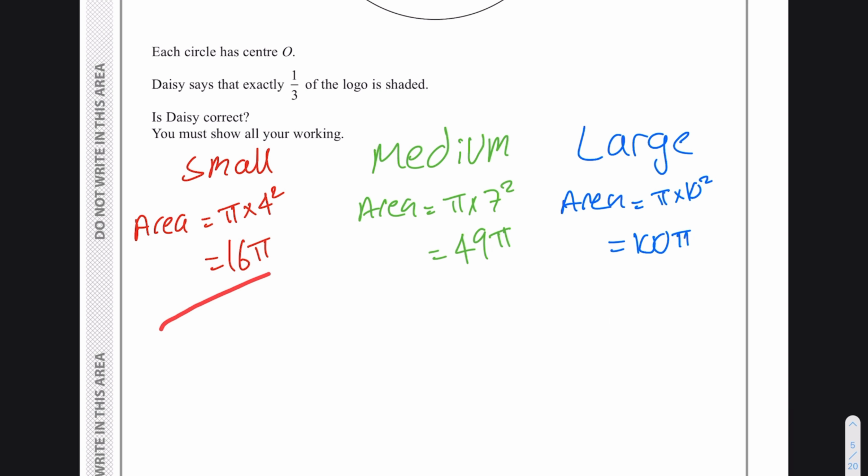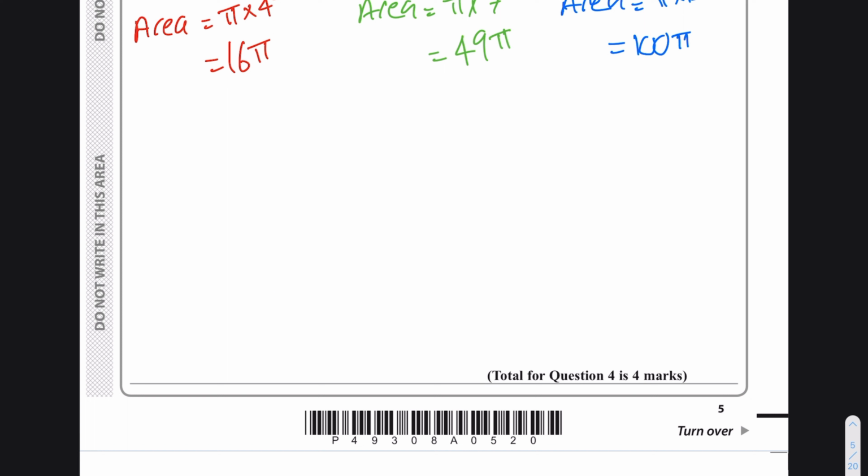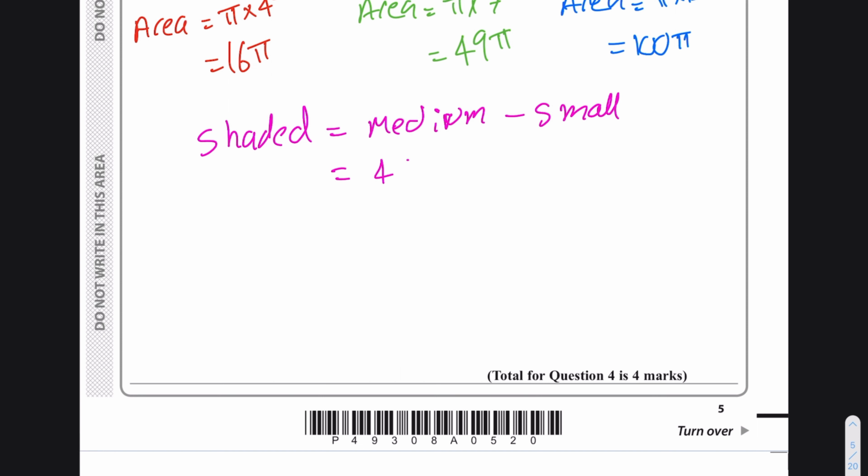So we have the area for the small, medium, and large circle, but what's the use in those? Well, we're going to use them to work out the area of this ring, or the shaded region. Now, the way to work that out is simply by taking the medium circle and subtracting the small circle away from it, and that will give you the required shaded region. So I'm just going to jot down that shaded region is equal to the medium minus the small, which is the same as saying 49 pi minus 16 pi, which is equal to 33 pi.